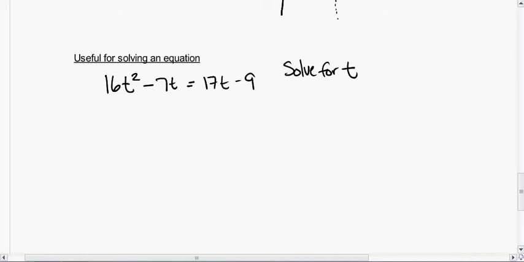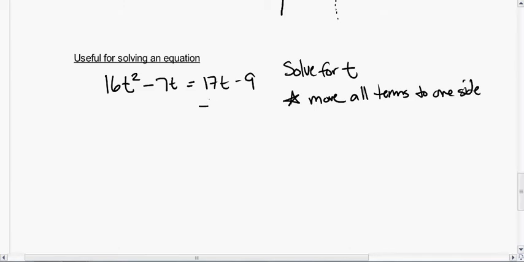And to do this, I'm going to get all my t terms on the same side, right? So just like I would always solve any kind of equation, move all terms to one side. And because it's a quadratic, I'm actually going to try to move every single term, including the constant term, to one side.